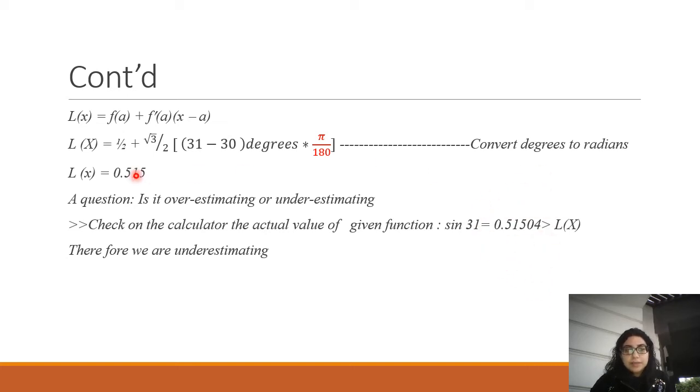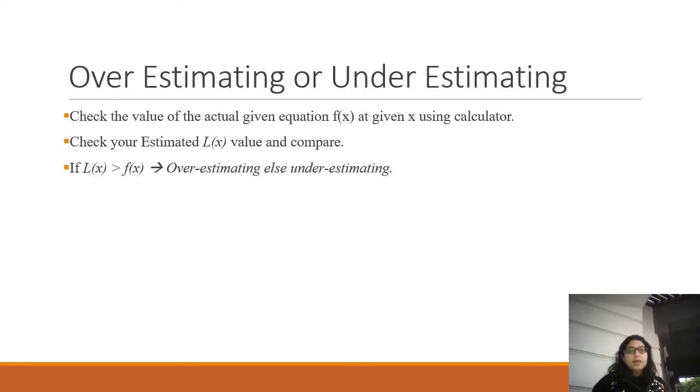And what is the approximated value that I got? It's 0.515. So it is smaller than this one. What I approximated is smaller than the actual value, so what I'm doing is underestimating the actual value. So if I need to check any function, am I overestimating or underestimating? I'm going to check the value of the actual equation at the given x using the calculator. Then I'll do my equation and find the linearization of x.